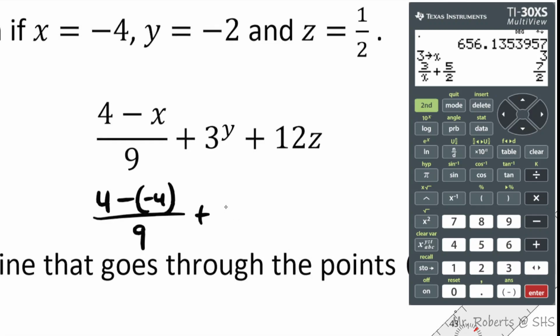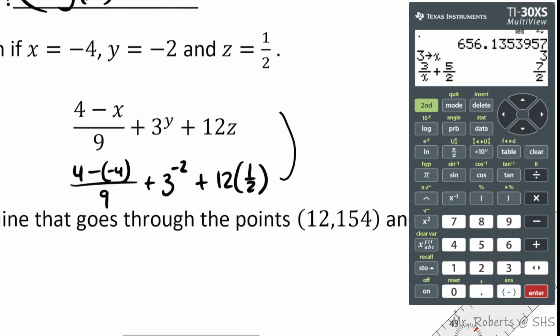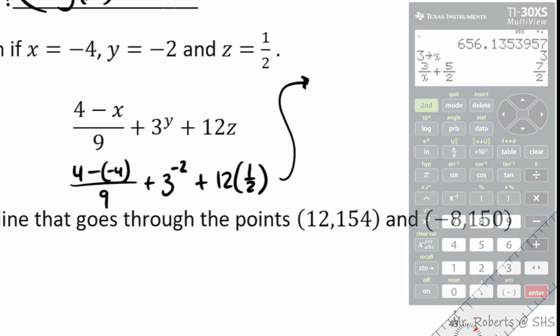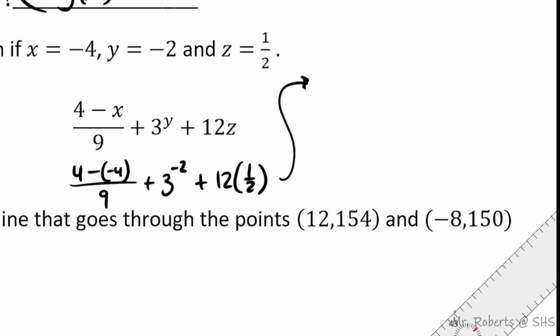Plus, we're going to take 3, and raise that to the -2nd power. And then plus, we've got 12, and I'm going to multiply that times 1/2. So 4 minus -4 is the number 8. So this numerator, if I was going to simplify this, let me turn off this calculator for a minute. If I was going to simplify that, that's going to be 8 over 9.